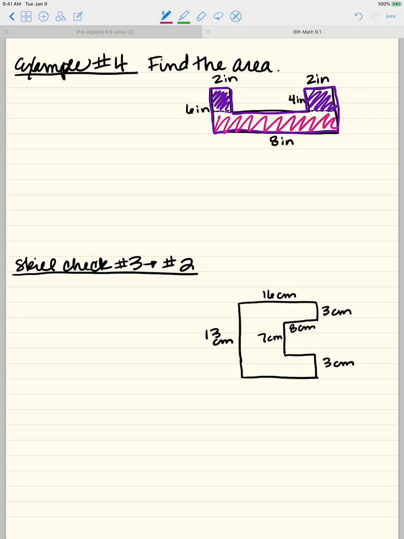So let's start with the larger rectangle, okay? We know the base of this entire rectangle is 8 inches, okay? So the area of my pink rectangle is going to be 8, that's my base, times the height. Now what we need to do is figure out what this height is, okay? Over on this side, we are told the height is 6.